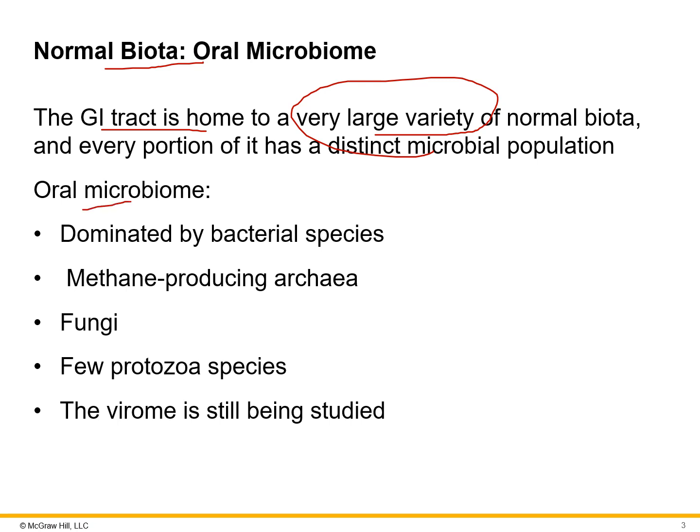So in that oral microbiome, mainly bacterial species, but also some archaea. We haven't talked much about those all semester, but the archaea, again, prokaryotic, but live in kind of extreme conditions, and they can produce a compound called methane. Fungi can be in there as well, some protists, some viruses can actually be present there on a normal basis. So again, lots of variety in this normal biota of the mouth.